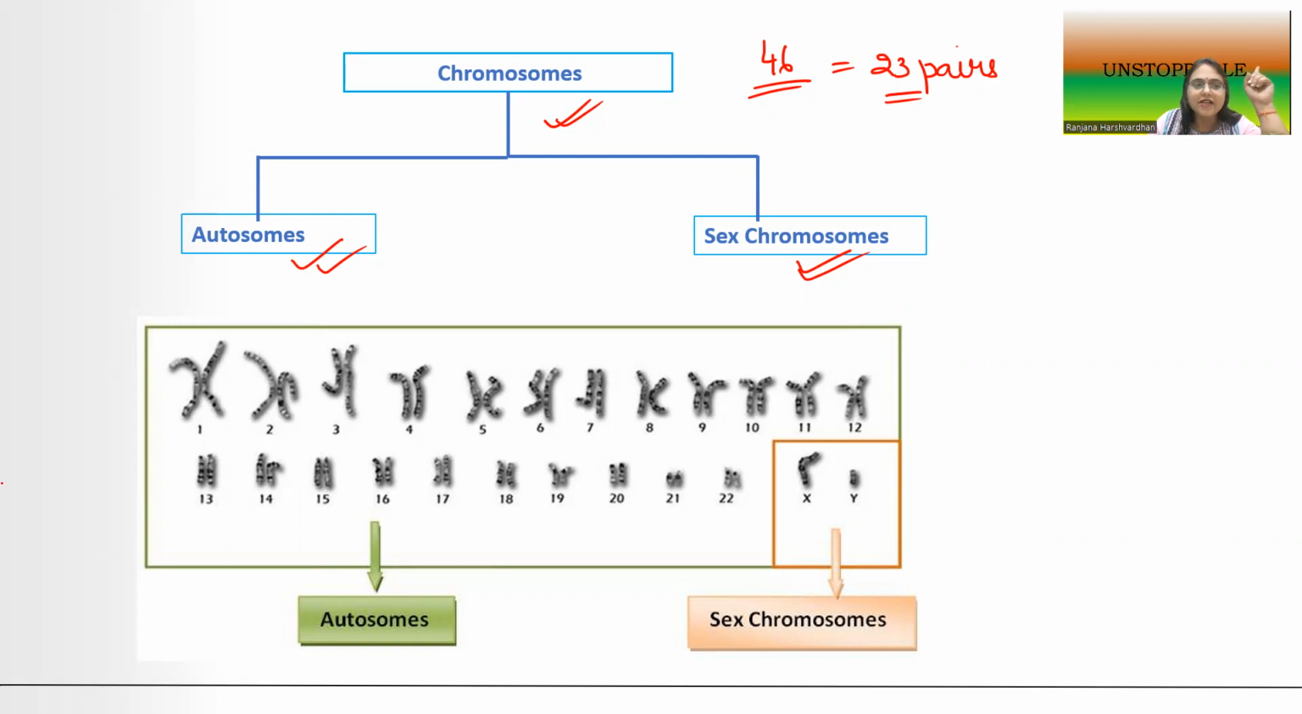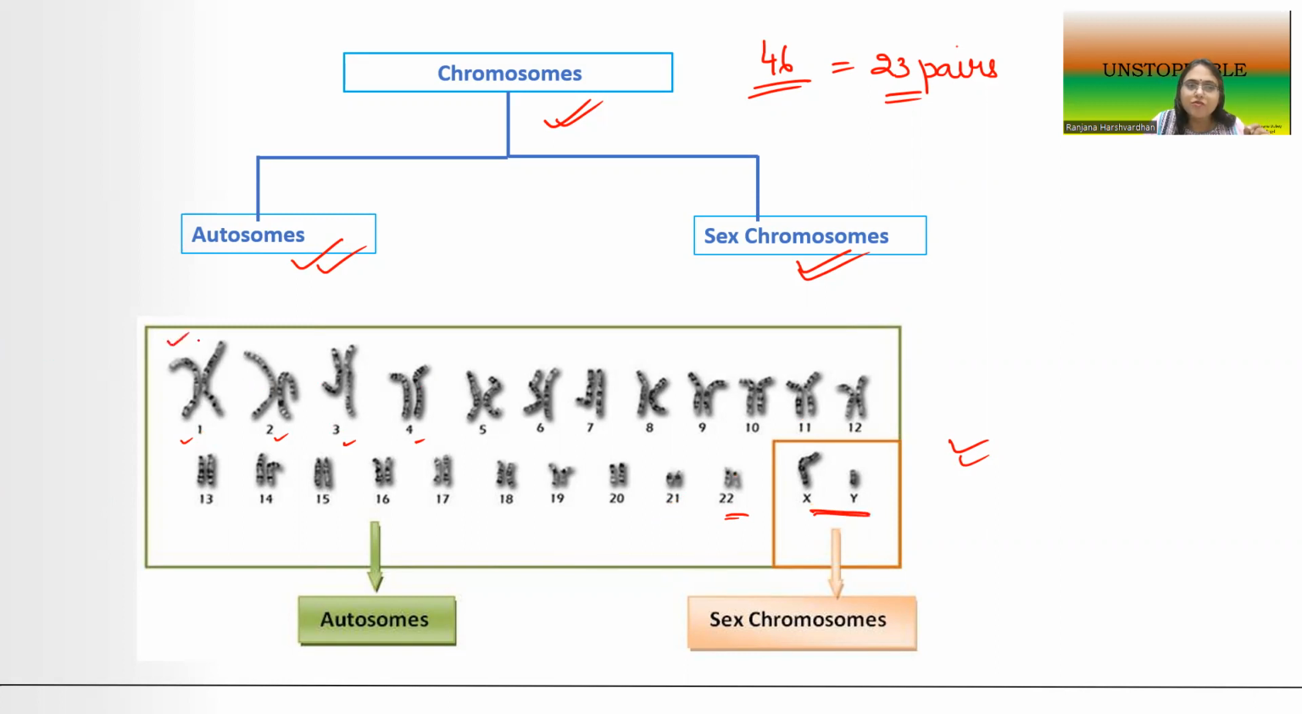So in this particular diagram which you see, children, you can see that there are 23 pairs present. You can see that they are numbered as well. This is the first pair, second pair, third pair, fourth pair, and so on. And this is the 22nd pair. So till here, the chromosomes are called autosomes, and the last pair is called the sex chromosome.